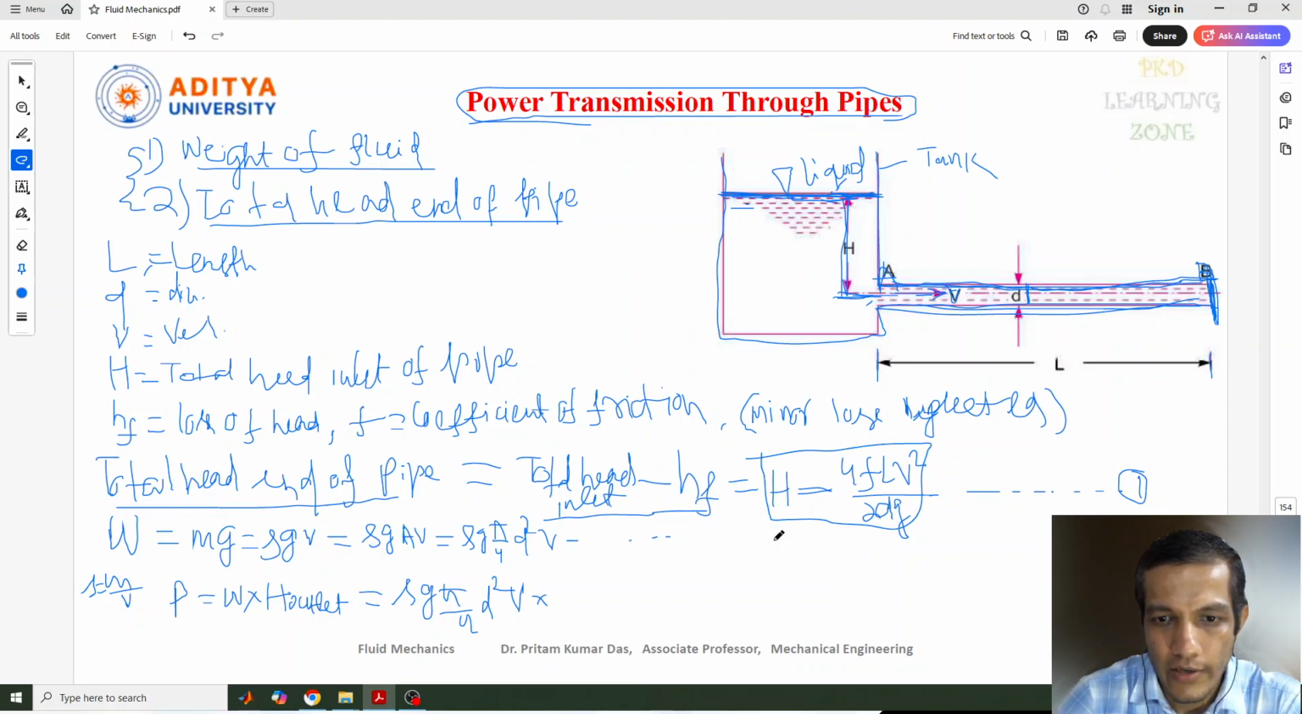This one we can give equation 2. The previous one was equation 1, and this one is equation 2. So now, what is our ultimate goal? We need to find the power transmitted at the outlet of the pipe.